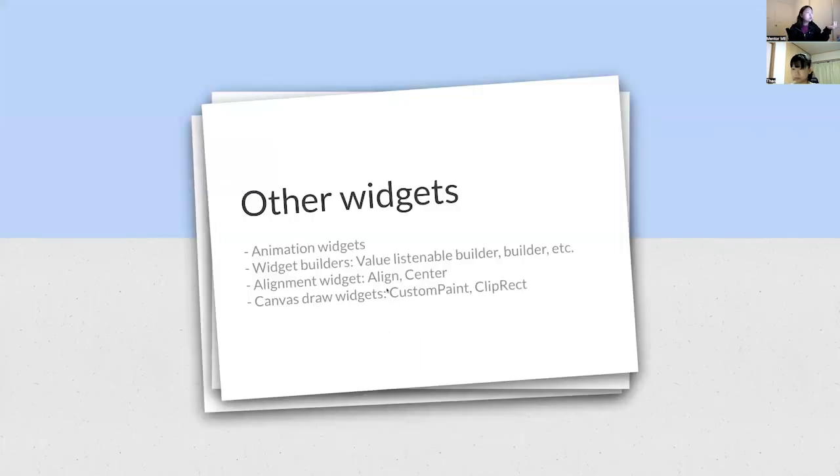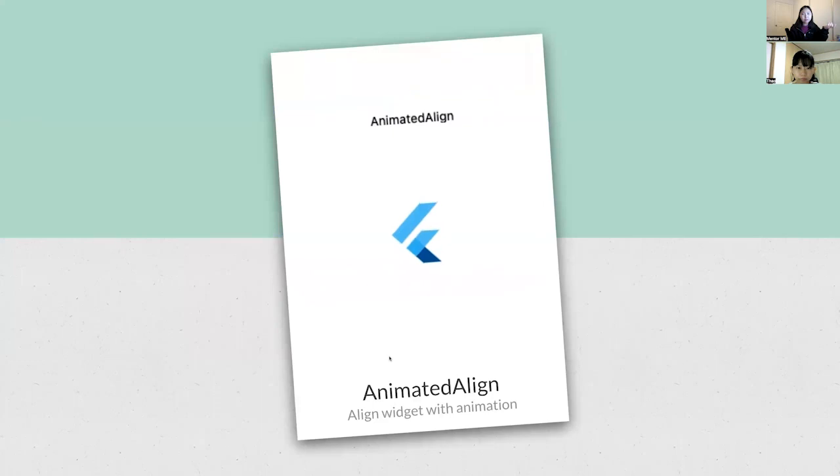We have other widgets as well. We have animation widget, widget builder, alignment widget, and also the canvas draw. So for animation widget, I have a few examples here, such as animated align. This widget will provide a simple animation for aligning the widget, depending on the widget state. So you can give the state, and depending on the state, you choose whether the alignment will be, over here, start, bottom, or center. So that the animation will be handled by the widget itself.